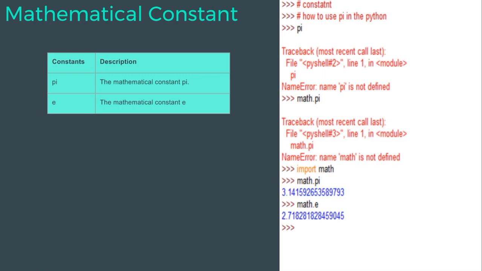The same way for the mathematical constant e, you have to first import the math file, and after that you have to just write math.e. It will give you the mathematical constant e value.